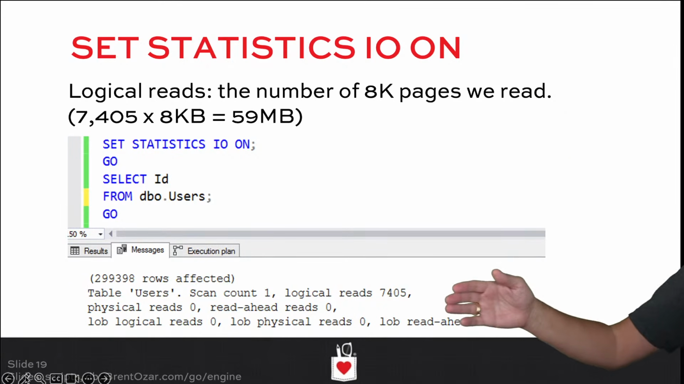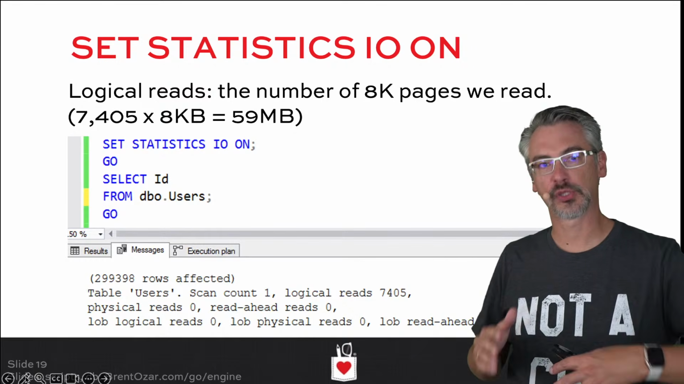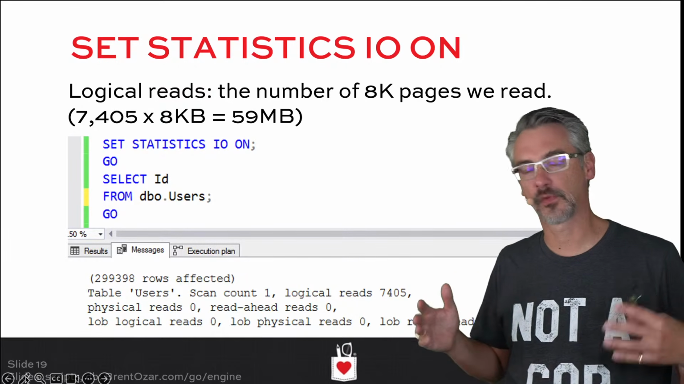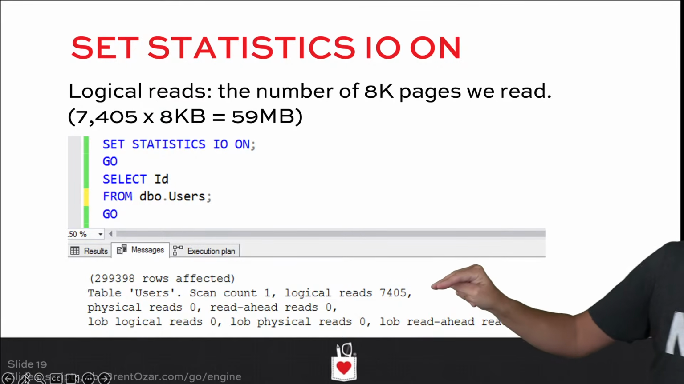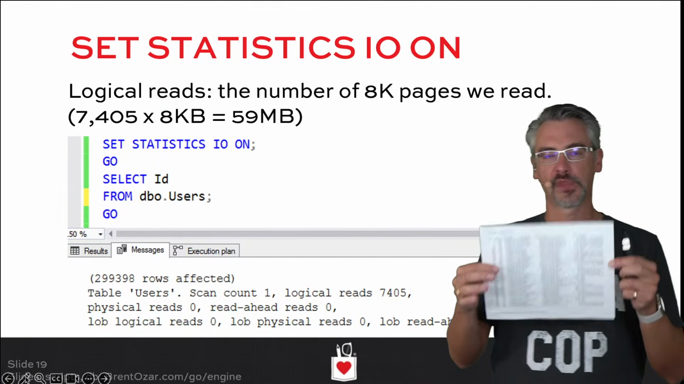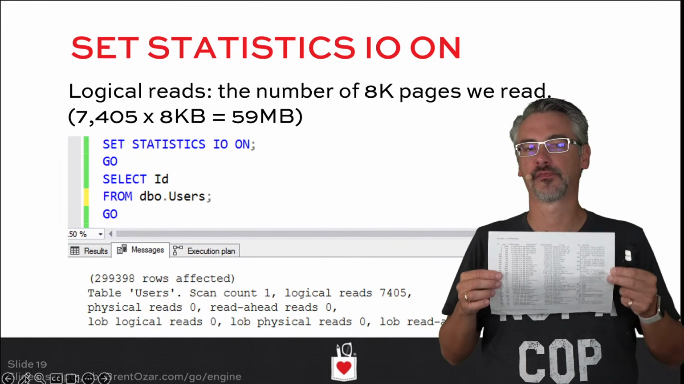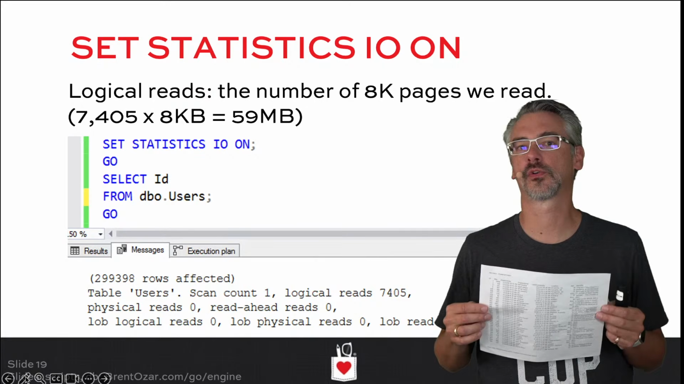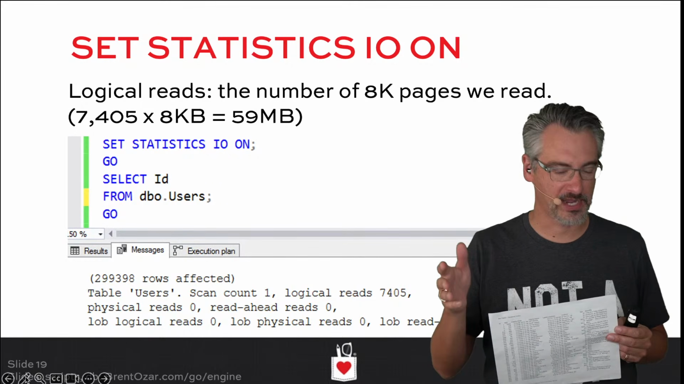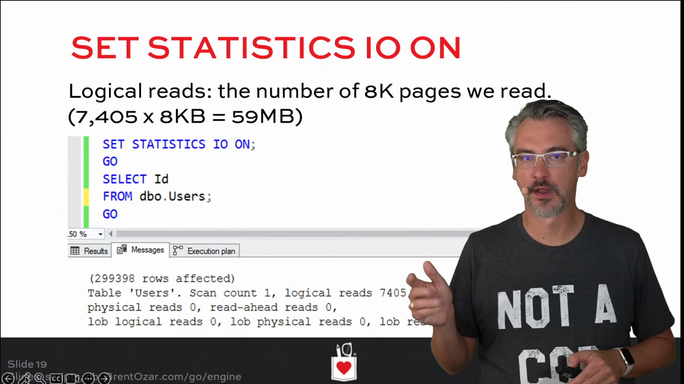The important metric off of here, there are lots of metrics, but the one that's really true and important for us for performance tuning is this one right here, logical reads. What this is, it's the number of 8K pieces of paper that SQL Server had to read in order to satisfy our execution plan. Here, 7,405.